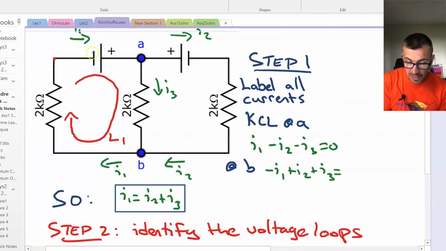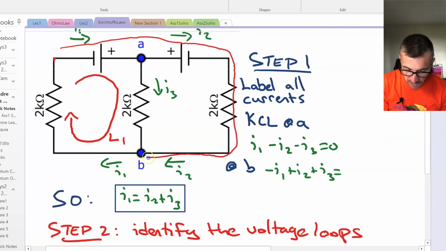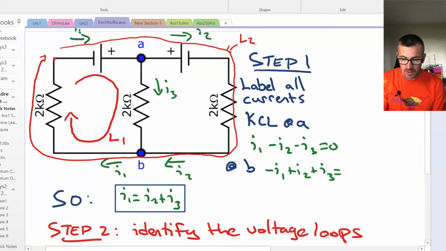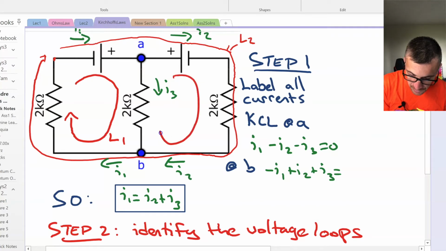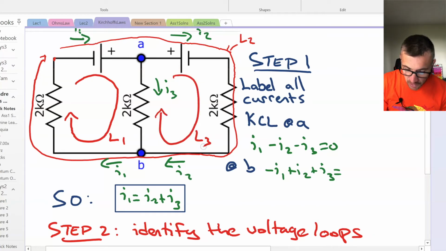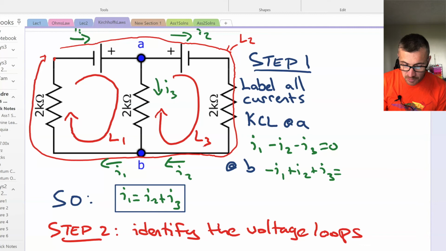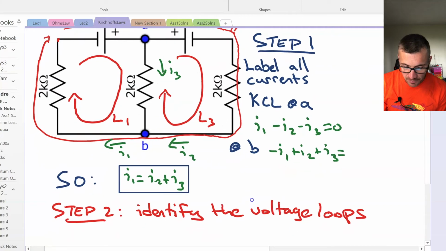We could also take the outer path. Let's see the cleanest way to do that. So we're going to go along here, and we'll call that L2. And we can also take another loop, L3. These are all the potential loops that we have in our circuit here. So by applying these loops, L1, L2, L3, we can actually systematically solve for all the currents and voltages in this system. So let's do that. Let's look at L1 for now.